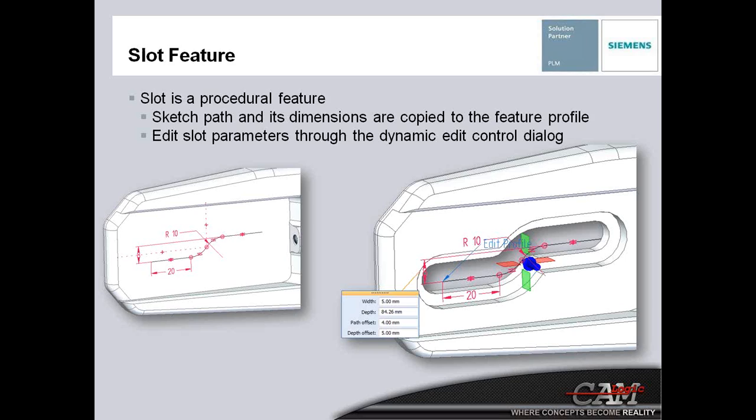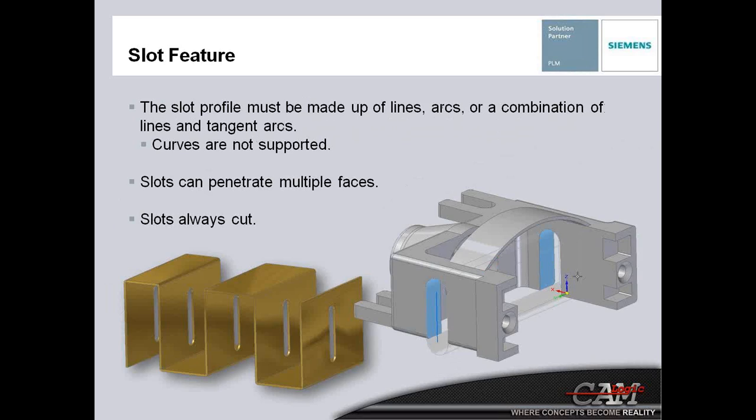So you can see that once you create the sketch there in the illustrations, you can go ahead, produce a slot, and then by selecting the slot itself, you can alter the slot at will. The slot profile must be made up of lines, arcs, or a combination of lines and tangent arcs. Curves are not supported, so that's an important part. It's actually geometry, produced geometry, not looking to utilize any curves.